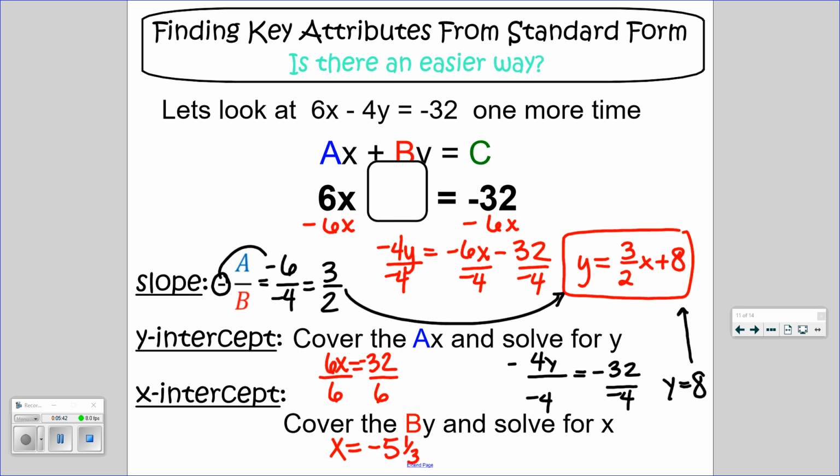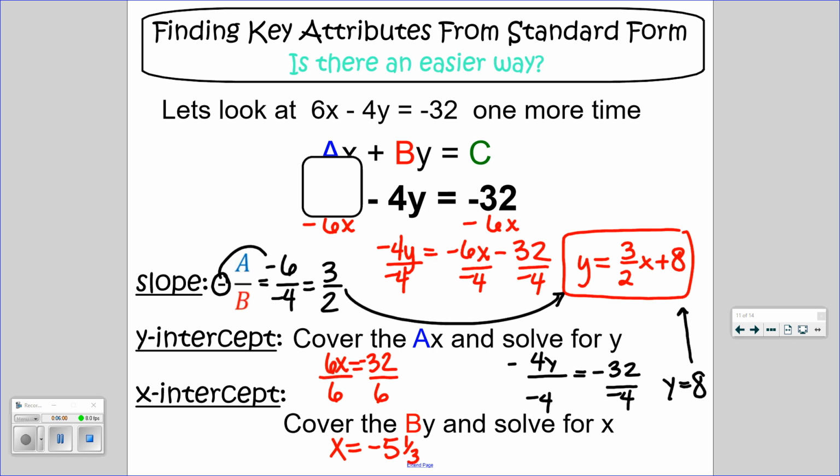So you can see that that would be helpful, just so that you can move that over. If you're solving for x, you cover up the y. You can do that with your finger. If you're solving for y, cover up the x. Make sure you keep the sign. This is a positive 6x, and this is a negative 4y.